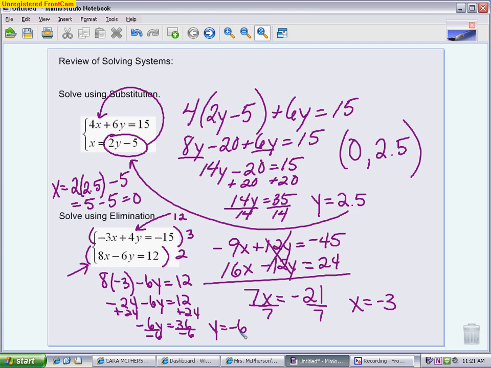And get in the habit of writing your answer as an ordered pair, negative 3, comma, negative 6. It is a point because it's the point where these two lines intersect.